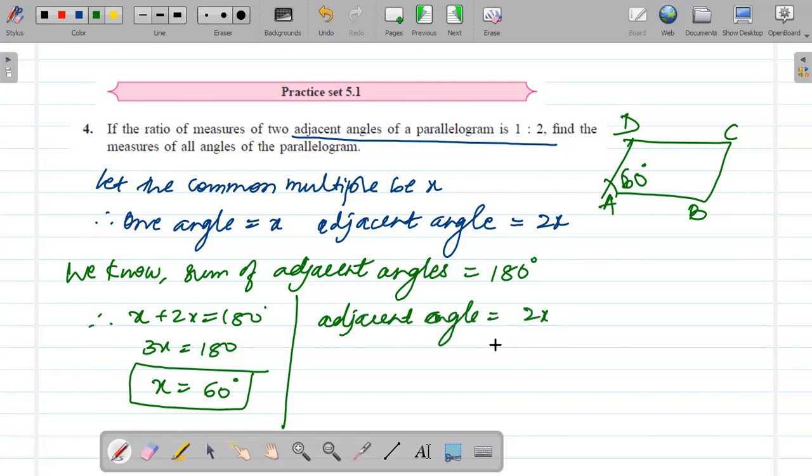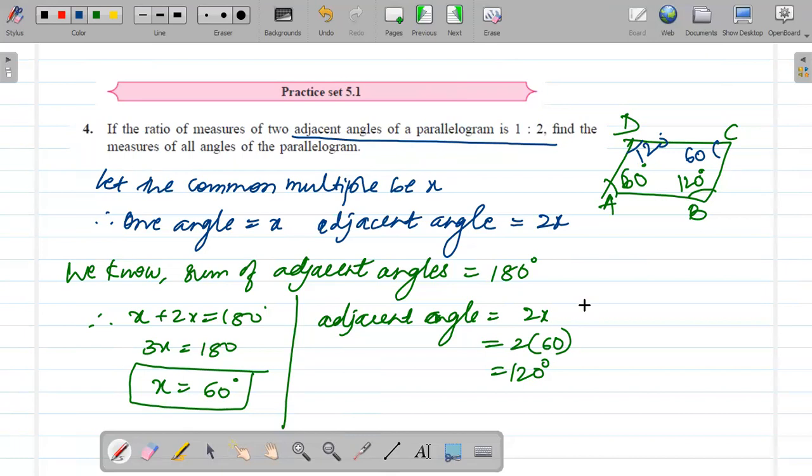That is equal to 2x, which is equal to twice 60, which is equal to 120 degrees. Okay, that's how we find the adjacent angle. So let's say the adjacent angle is B, so that is 120 degrees. And then we know that opposite angles are equal. So if A is 60, then C is also 60. If B is 120, then D is also 120. That completes the solution. You could just write it out at the end, mention the angles. Angle A is equal to angle C, that is equal to 60 degrees, and angle D equals angle B, which is equal to 120 degrees.